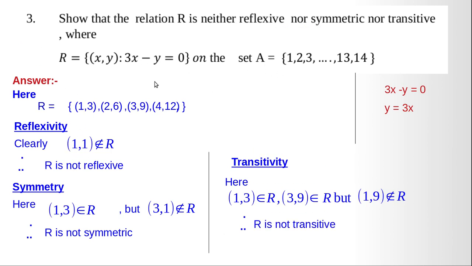Keep in mind that all the relations except x is equal to y, that is the identity relation, are not equivalence. The only equivalence relation of the form ax plus by plus c equals 0 is the identity relation, x is equal to y. All other relations are non-equivalence relations. This relation is neither reflexive nor symmetric nor transitive. Clear? Write it in your notebook and move to question number 4.